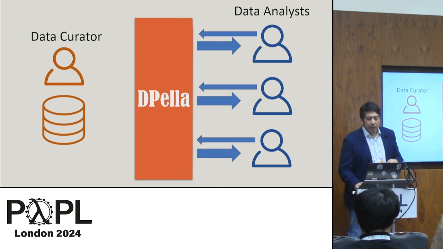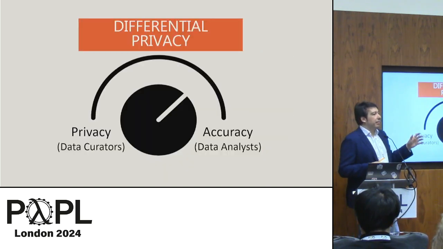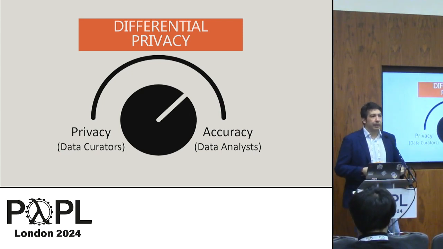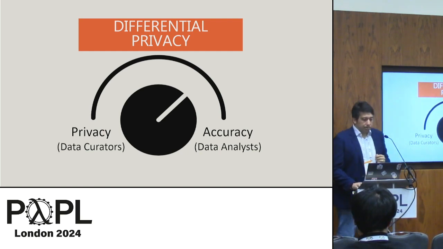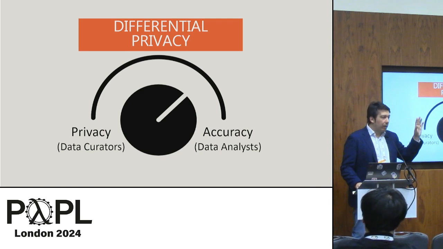So in this talk, I'm going to present differential privacy, which is a privacy definition that has mathematical foundations that allow you to reason about this trade-off between privacy and accuracy. How much privacy we have, and how accurate or useful the analytics I will get are. Now I will go through a very quick background in differential privacy.